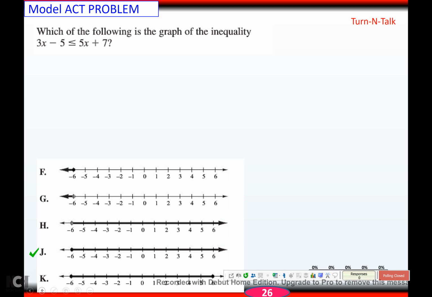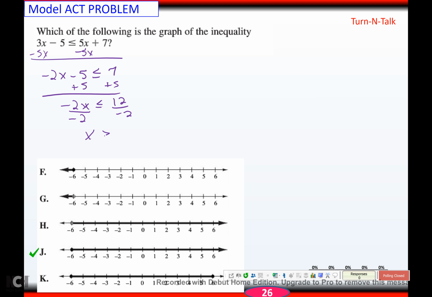Hopefully you got J. All right, I'm going to minus 5x. I get negative 2x minus 5 less than or equal to 7. Add 5. Negative 2x is less than or equal to 12. Divide by negative 2, which will flip my inequality, and 12 divided by negative 2 is negative 6, which means I need a closed circle on negative 6 and everything to the right. Okay?